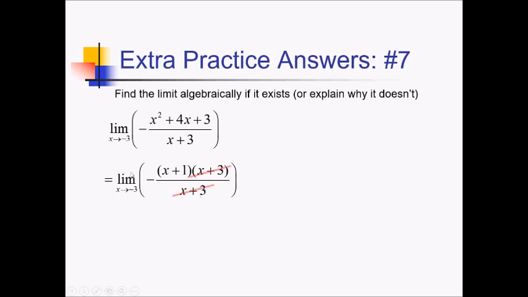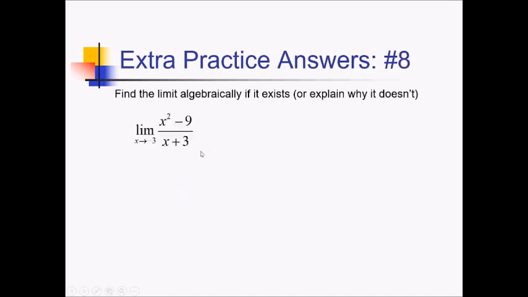So now this is just limit as x approaches -3 of negative parentheses x plus 1. Now I can plug -3 into that since I'm not going to get 0 over 0. So -3 plus 1 is going to give me -2 inside that parentheses, but there's a negative outside as well, so that reverses to +2 when all is said and done.